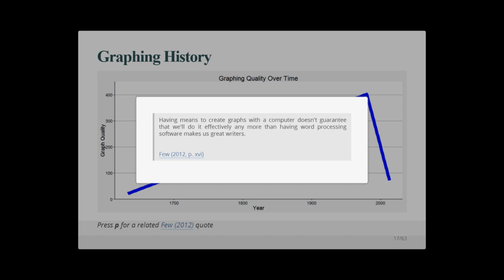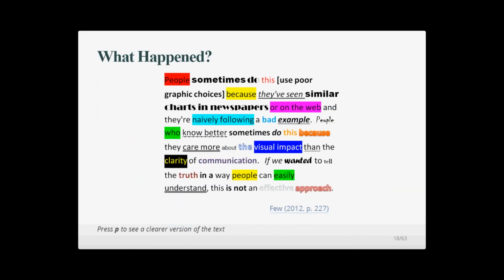Stephen Few puts it this way: having means to create graphs with a computer doesn't guarantee that we'll do it effectively, any more than having word processing software makes us great writers. Take a look at this Few quote. It's related to the previous slide. And go ahead and read that.